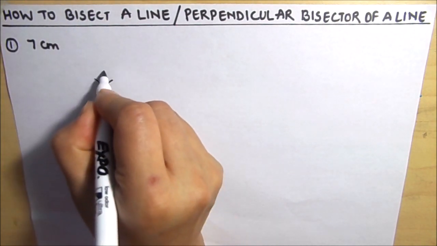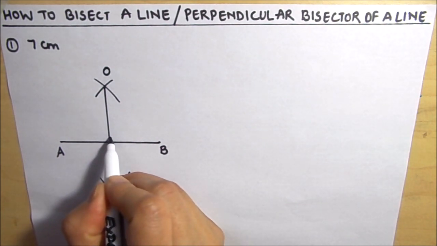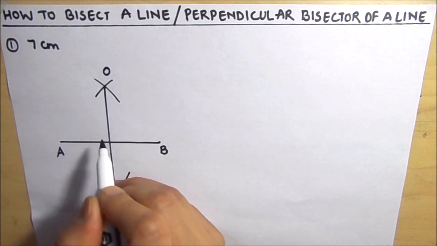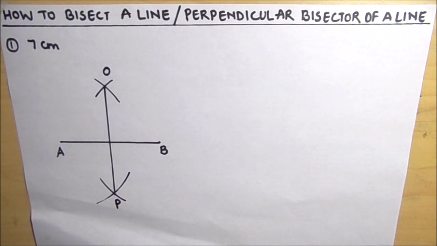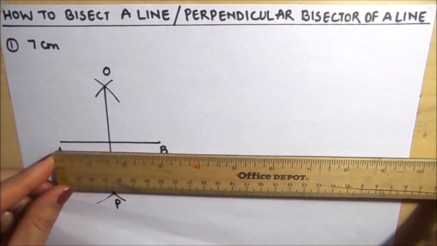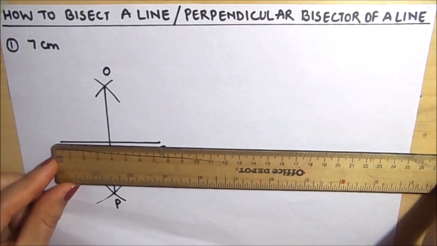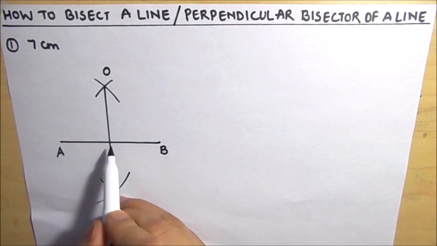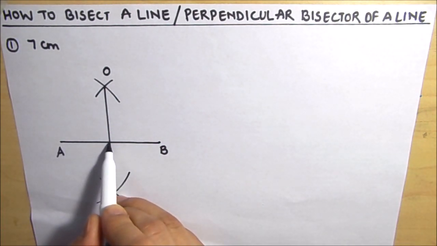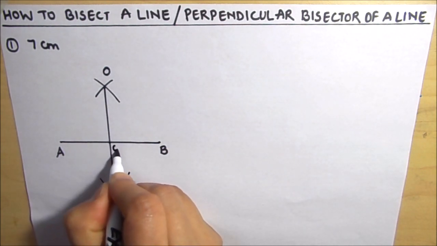Let's name these points as O and P. You will see that this will make an angle of 90 degrees here. That means it is a perpendicular bisector. And when you measure the line, this segment will break the line into two equal line segments. So this point where the segment touches the line is the center point of the line. Let's name it as Q.